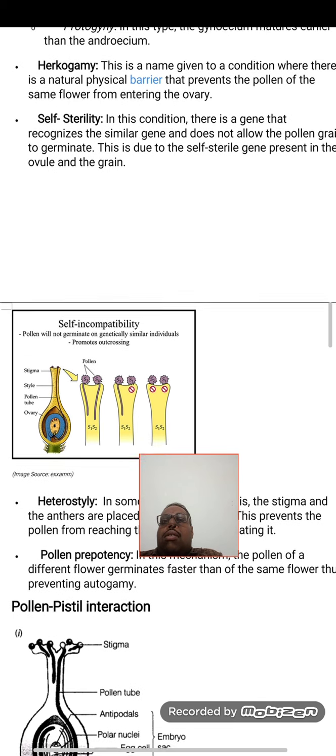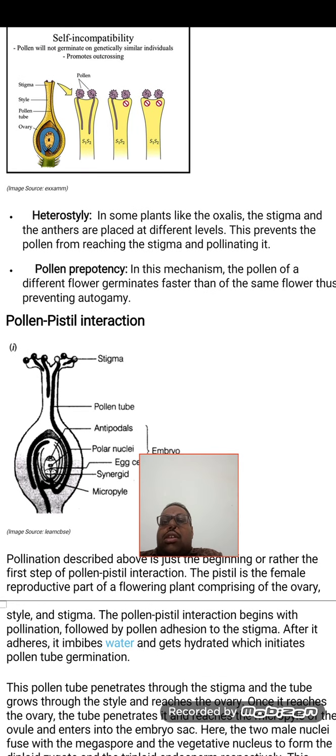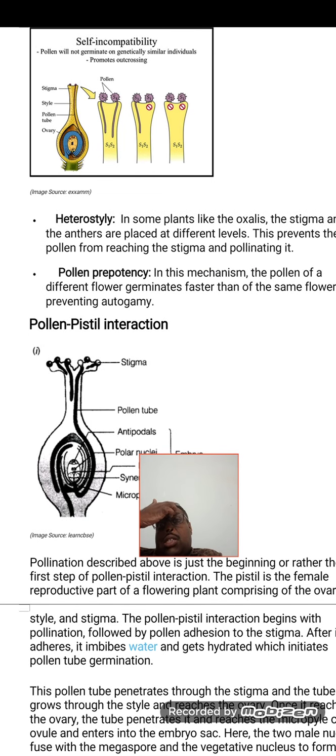And it is one of the major things that comes under pollen pistil interaction. Before fertilization takes place, after the pollen grains come and stick to the stigma, one thing is very necessary: the species has to recognize whether the pollen grain which has come and stuck on the stigma is of the same species or of a different species. It is very, very important.